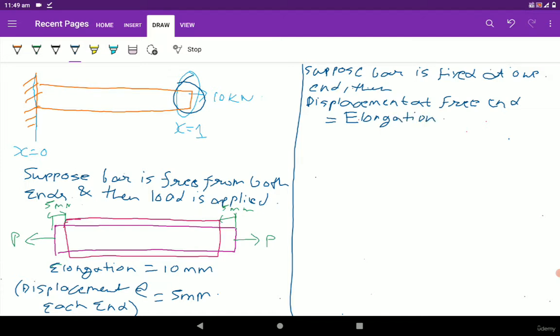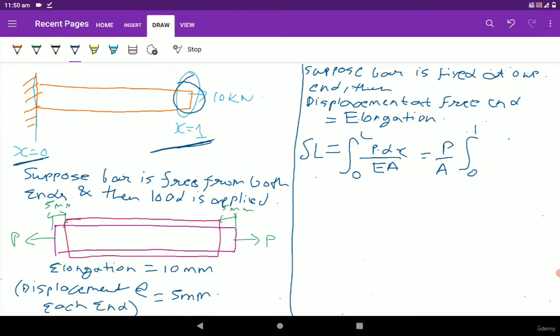Now let's solve with the given equation. We know that for varying quantities we are going to use this equation, that is delta L equal to integration 0 to L P dx divided by EA. So here P and A are constant and Young's modulus is varying. So the value of Young's modulus is 100 into e power minus x. The limits are 0 to 1, because the initial coordinate is 0 and the final coordinate of the bar is x equal to 1 meter. So it will vary from 0 to 1. Now dx upon 100 e power minus x.